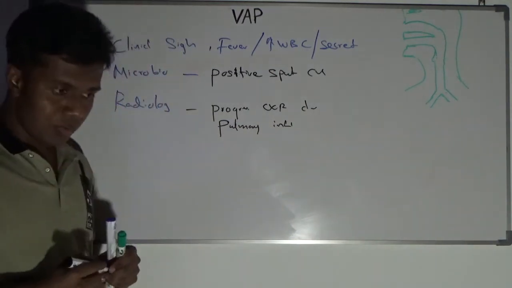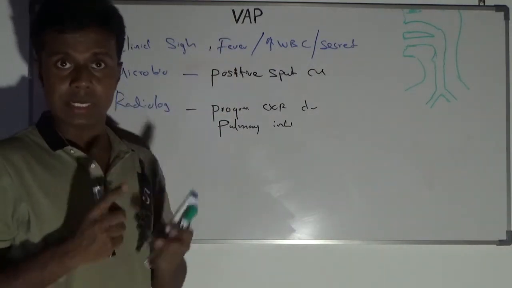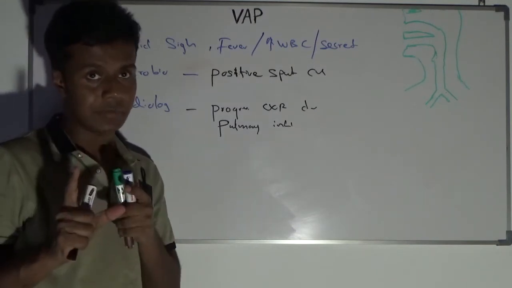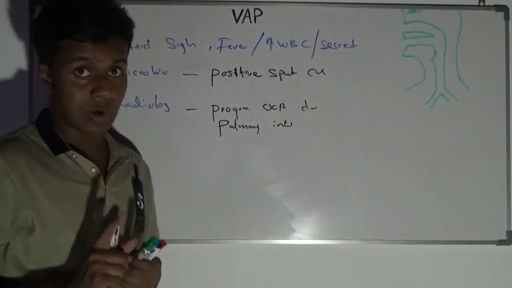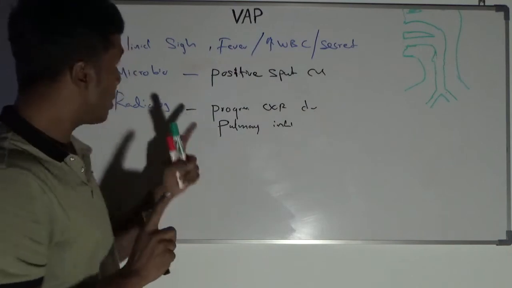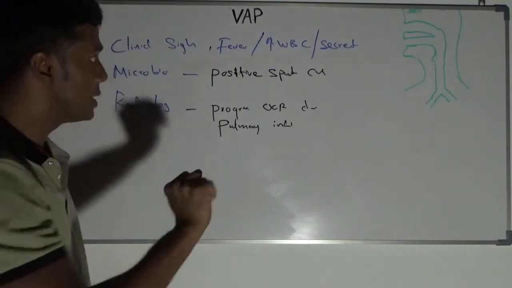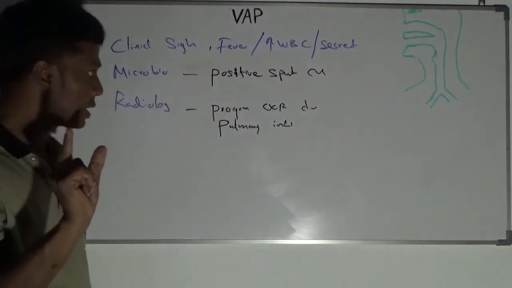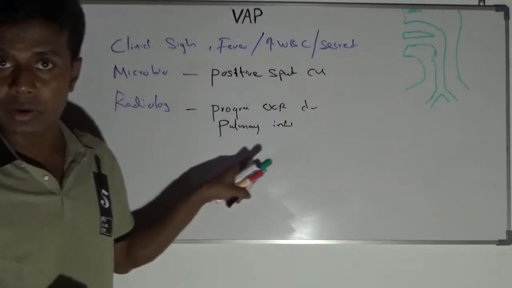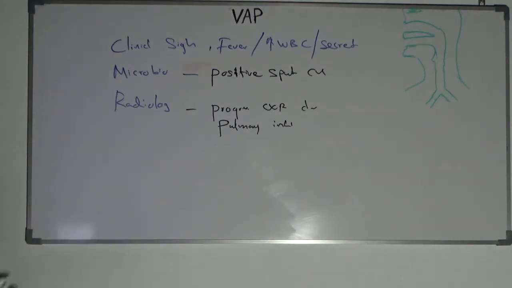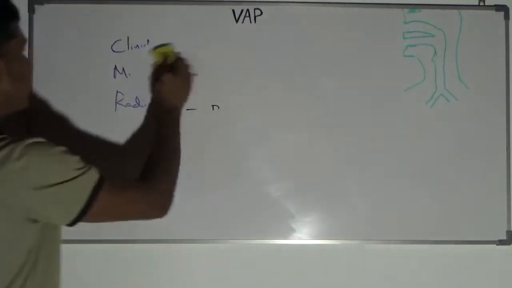So now you know what ventilator acquired pneumonia is. It is a nosocomial infection, that means a hospital acquired infection. It happens after 48 to 72 hours of endotracheal intubation. The hallmark of ventilator acquired pneumonia is clinical signs of fever, high WBC and secretions, with a positive microbiological culture, and radiologically progressive chest X-ray changes or pulmonary infiltrate. So if your patient has those features, you can diagnose ventilator acquired pneumonia.